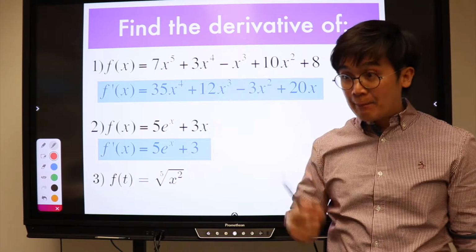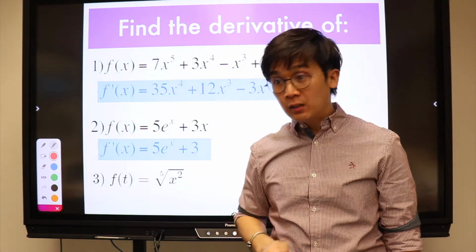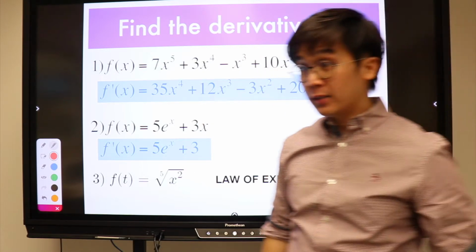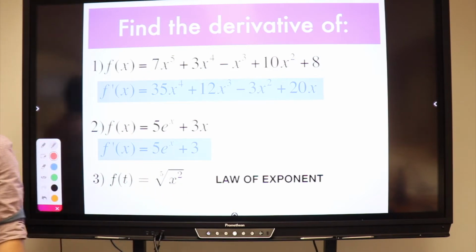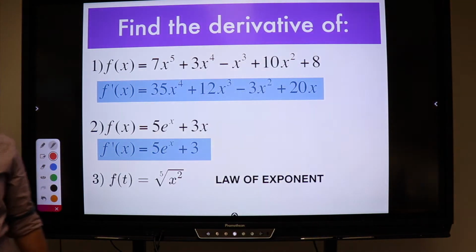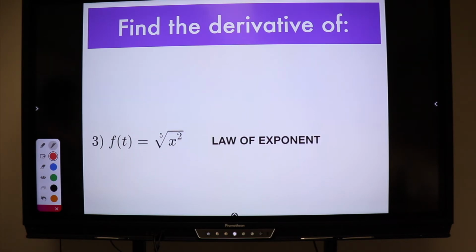So when this happens, every time you are finding the derivative of a radical, you need to use your law of exponents. You need to modify your function using algebra. So before you can use your calculus rule, you need to do a little bit of algebra first. So, do you still remember your law of exponents? Do you even know what the law of exponents look like?